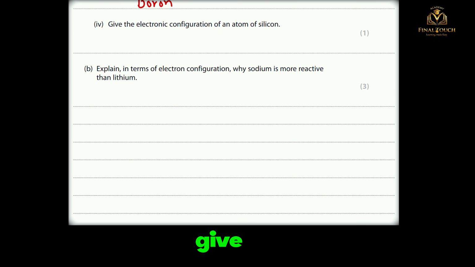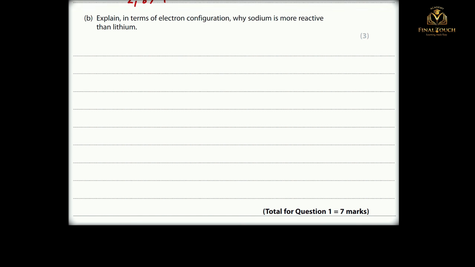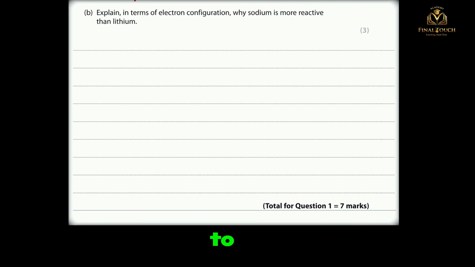Number 4, it tells us give the electronic configuration of an atom of silicon. So we know silicon has an atomic number of 14. So this would be 2, 8, and 4. Part B tells us to explain in terms of electronic configuration why sodium is more reactive than lithium.